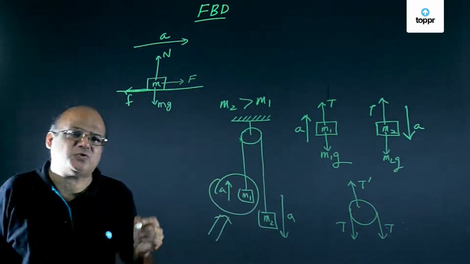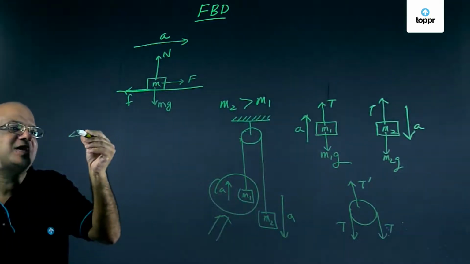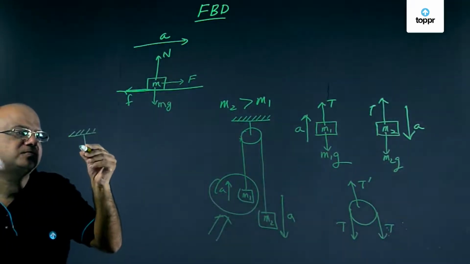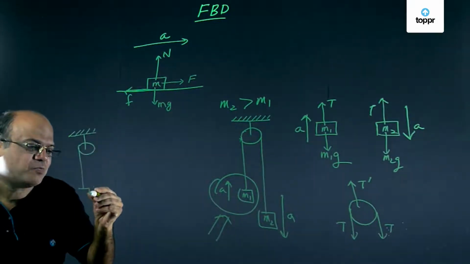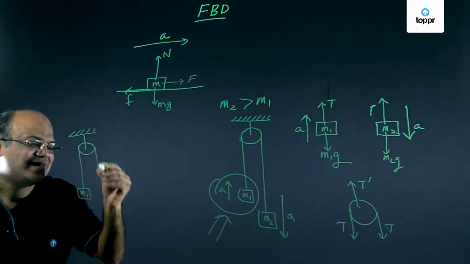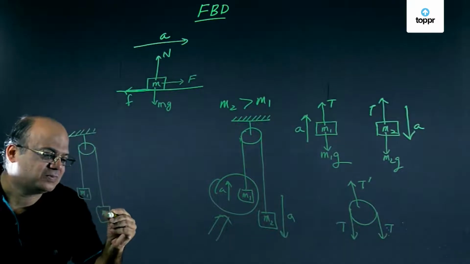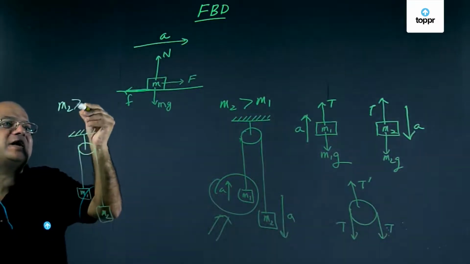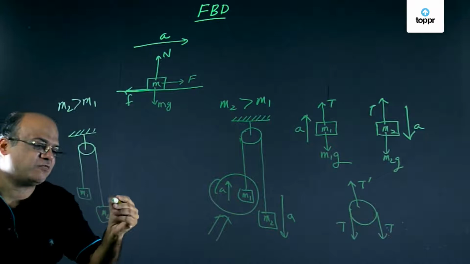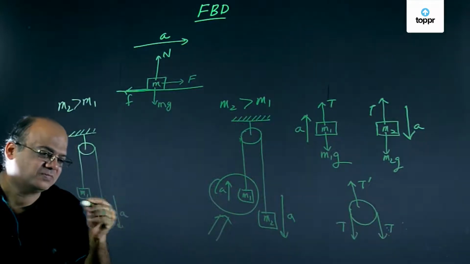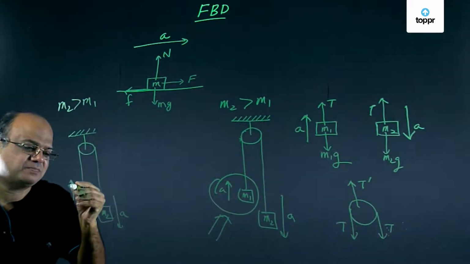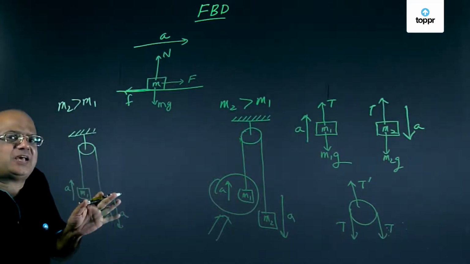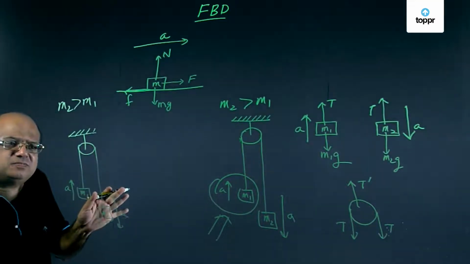Let me explain this to you. If this is that same Atwood machine, and here is M1, and here is M2, and let's say again M2 is more than M1, it's very obvious this will accelerate down, and this will accelerate up. So this is the correct direction of acceleration, and it is consistent also.